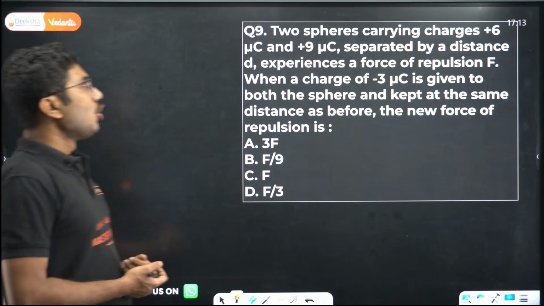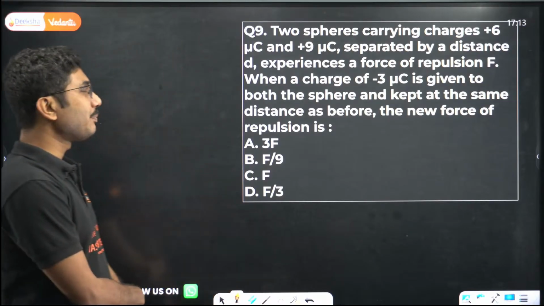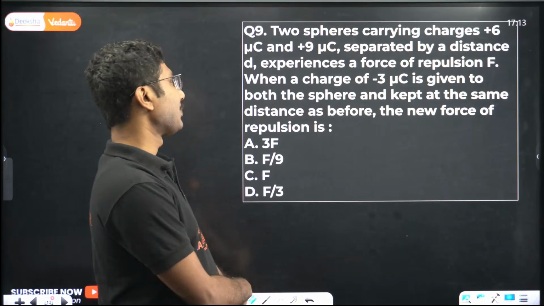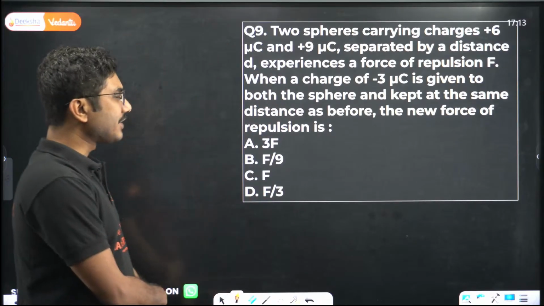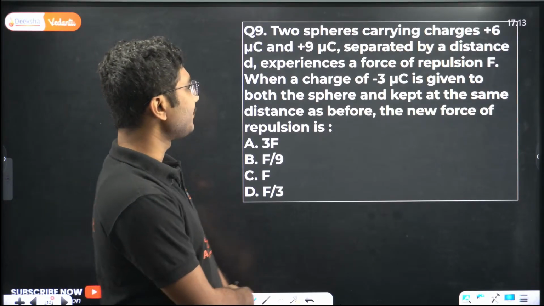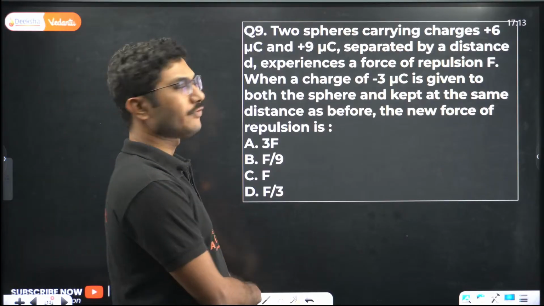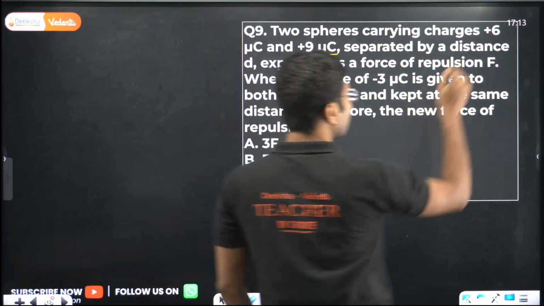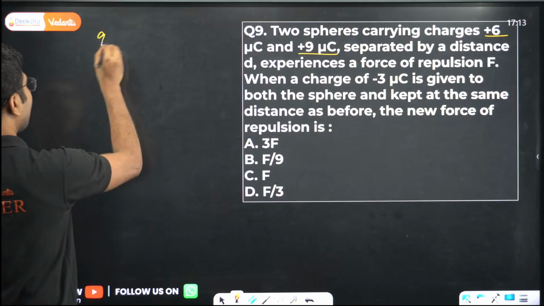Two spheres carrying charges plus 6 microcoulomb and plus 9 microcoulomb separated by a distance d experience a force of repulsion F. When a charge of minus 3 microcoulomb is given to both the spheres and kept at the same distance as before, the new force of repulsion is. So here we have initially 9 microcoulomb and 6 microcoulomb. Okay, so what is the initial force?